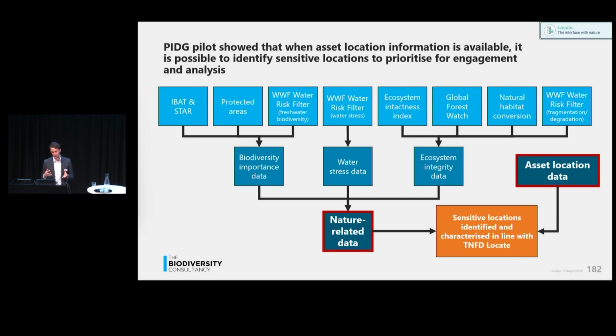We'd probably bucket it under 4 categories, and some of these have come up in the course of today. We covered the WWF risk filters. We've covered IBAT, which was mentioned. Ones that we haven't mentioned include Global Forest Watch and the Ecosystem Intactness Index. So the point is there are a number of data layers that can be used, and in essence combined with this asset location information to highlight what the priority assets are to engage and what you might want to be asking them.